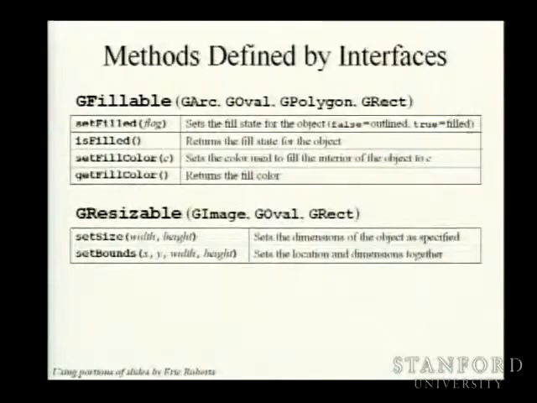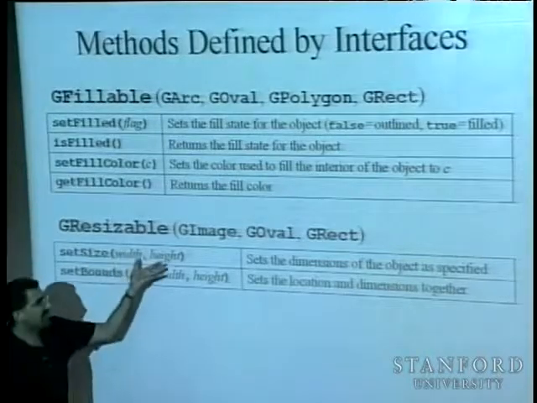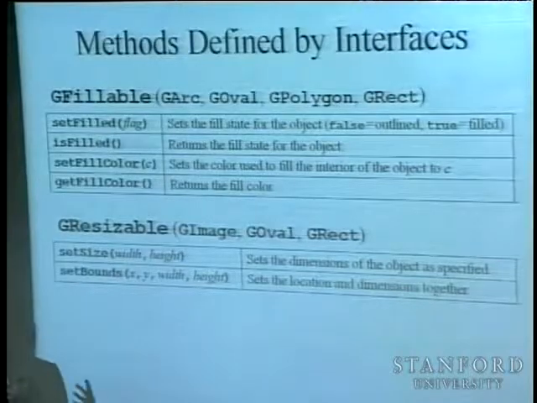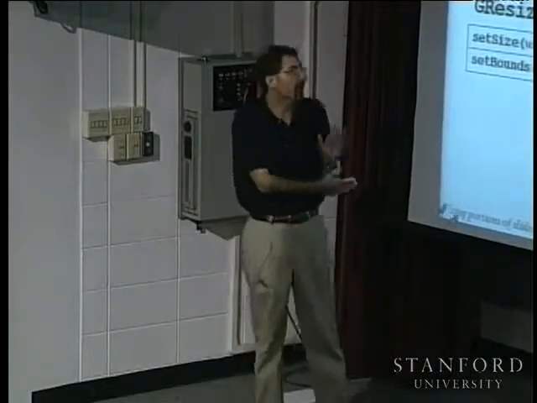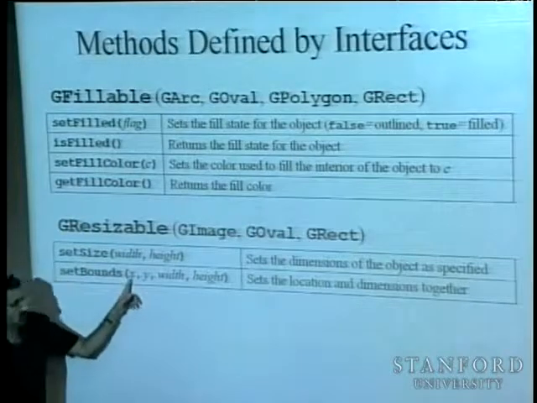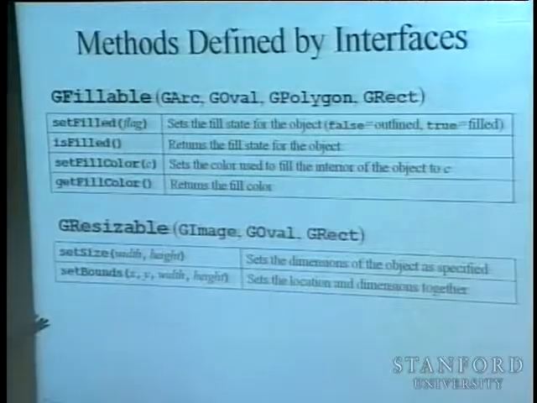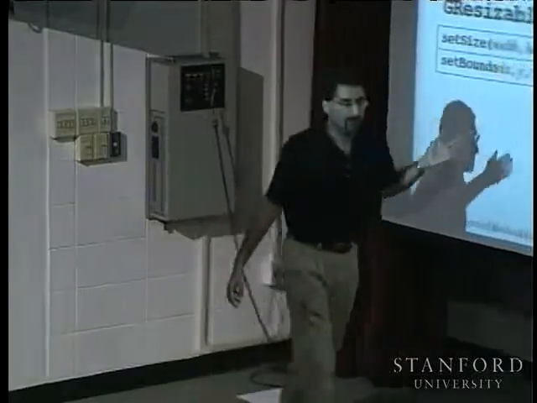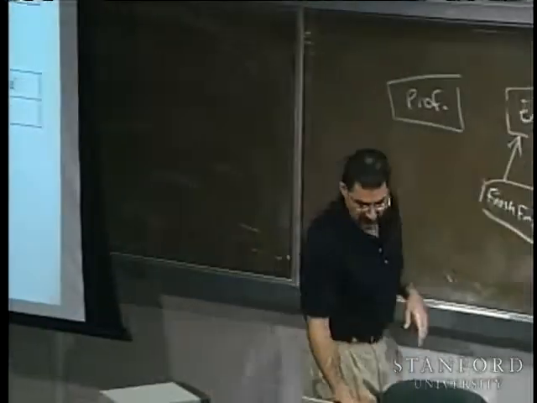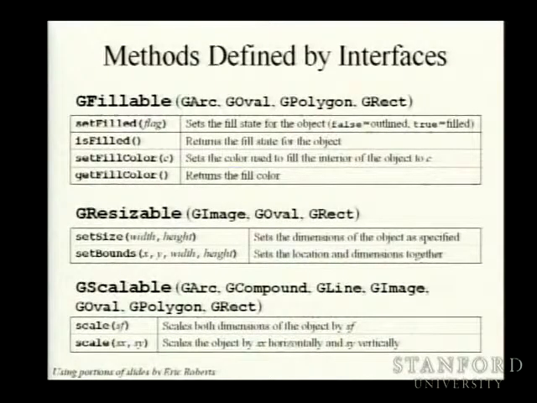And there are some other interfaces, like there's resizable. GImages, GOvals, and GRects are resizable, which is kind of funky. And resizable just means you can set their size, so you can set the dimensions of the object to be different after you've created the initial version of the object. Or you can set the bounds of the object, which is both its location and its width and height. You can change those after you've created the object. Right? A GLabel I can't do that with. Okay? And there's one more set of interfaces, which is called GScalable. And a whole bunch of things actually implement GScalable, or provide for you the set of methods in the GScalable interface. GArcs, GCompound. Some of these we haven't even seen before.